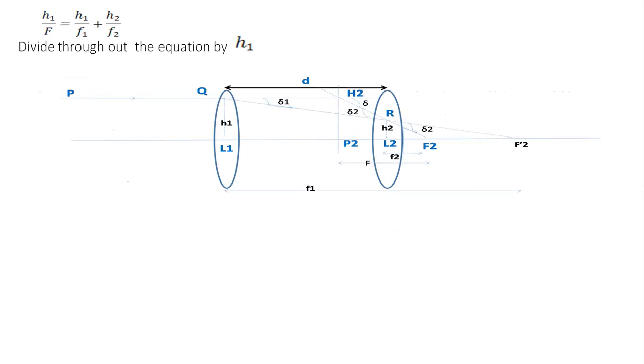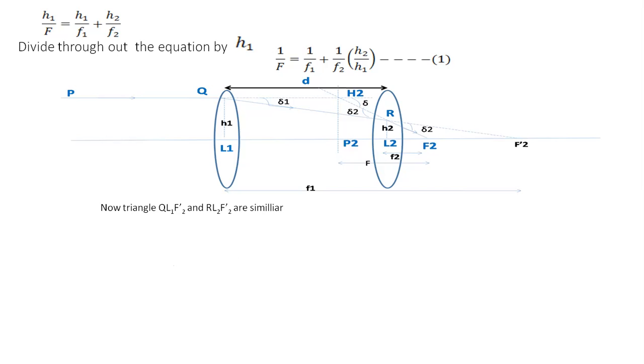Divided by H1, H1 gets cancelled, divided by H1, H1 gets cancelled. And here we get 1 by F2 times H2 by H1. That is the expression: 1 by F is equal to 1 by F1 plus 1 by F2 into H2 by H1. Let us take this as equation number 1.